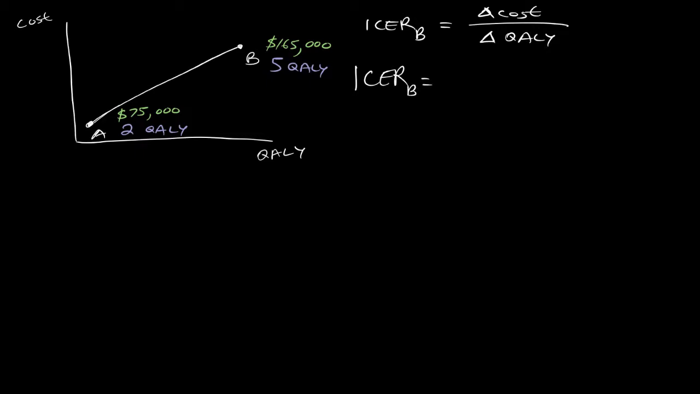What's the slope of that line? It's the change in Y over the change in X, the change in cost over the change in quality, the rise over the run. So it's just the incremental cost effectiveness ratio of B, the ICER of B. That's the cost increment of B, the cost of B minus the cost of A, divided by the effectiveness increment, the incremental effectiveness, the quality of B minus the quality of A.